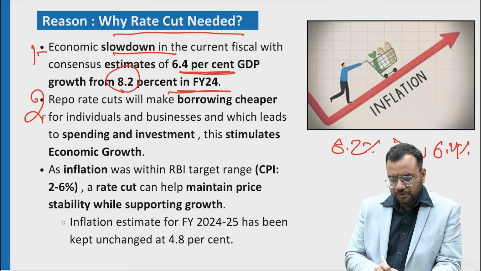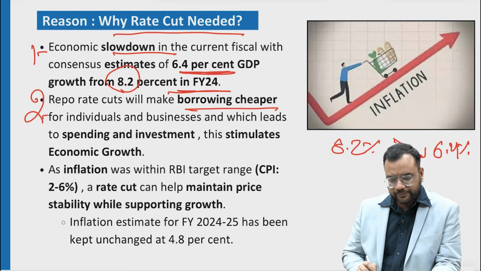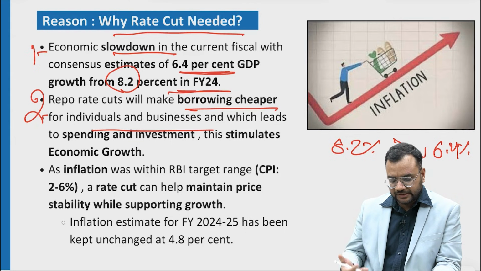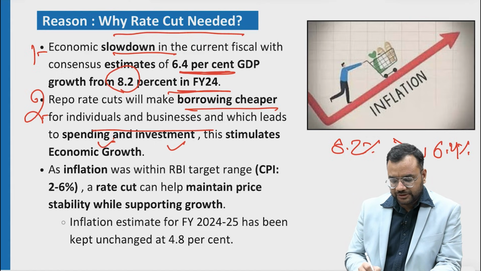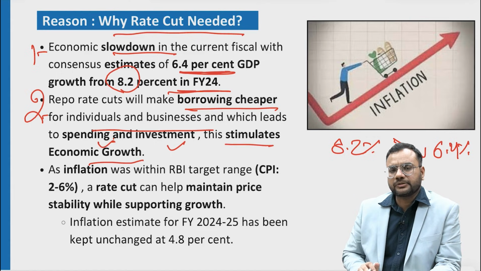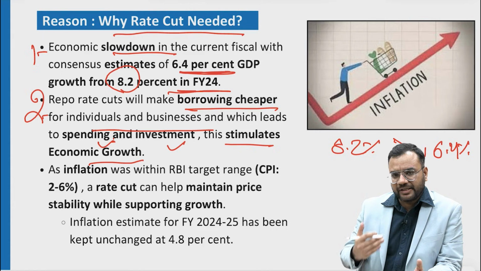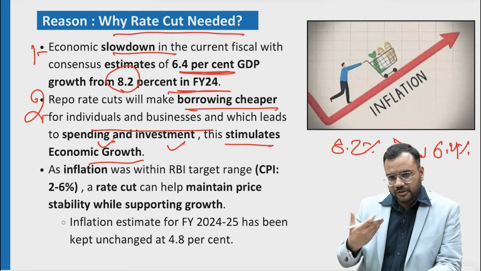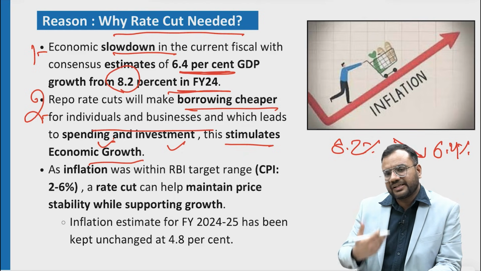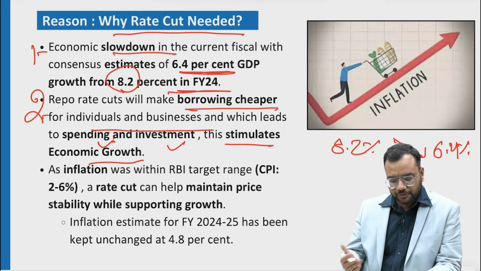Repo rate cut is also done to make borrowing cheaper for individual and businesses, and which ultimately leads to spending and investment that stimulates economic growth. So ultimate objective is by cutting the interest rate, borrowing will be much cheaper, and then people will try to borrow and utilize that fund for investment, and hence investment will lead to economic growth.